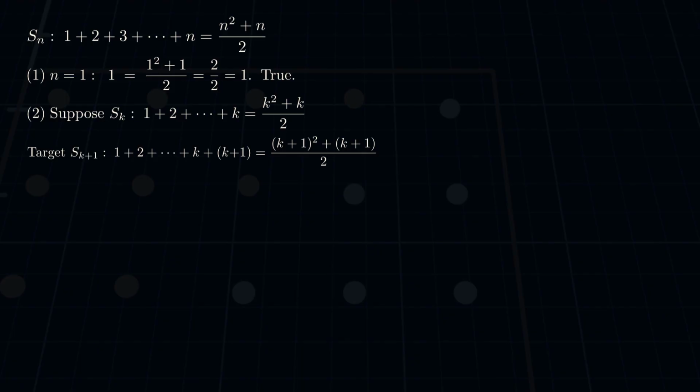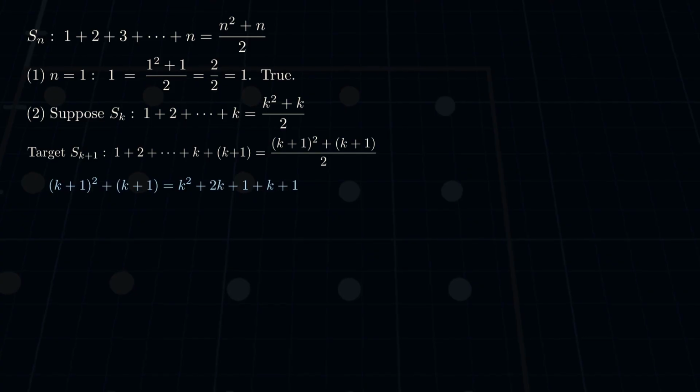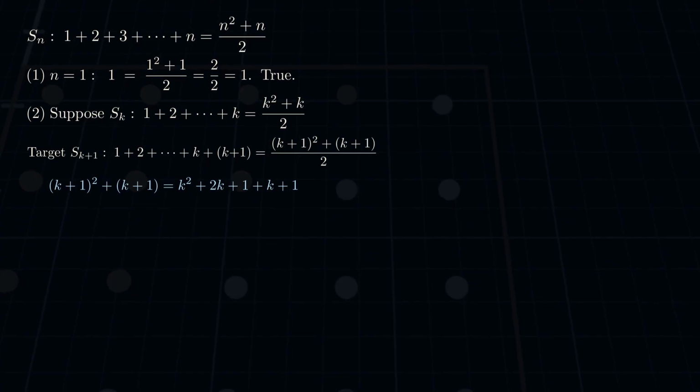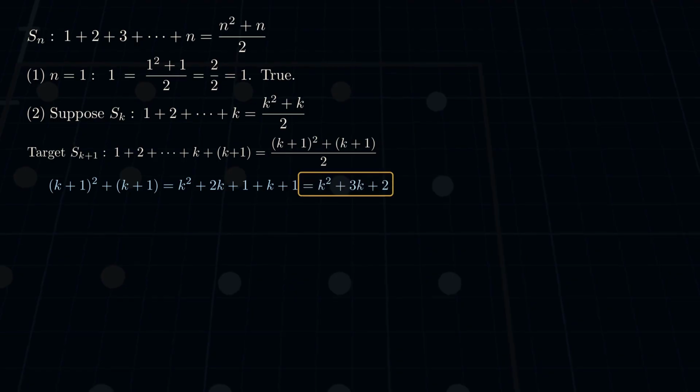1 plus 2 up to k plus (k plus 1) equals ((k plus 1) squared plus (k plus 1)) all over 2. Let us simplify that target first so we recognize it when we meet it. (k plus 1) squared is k squared plus 2k plus 1, plus k plus 1. Collect. k squared. 2k plus k is 3k. 1 plus 1 is 2. So the target is (k squared plus 3k plus 2) over 2.